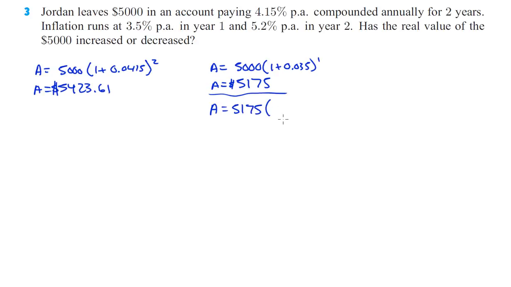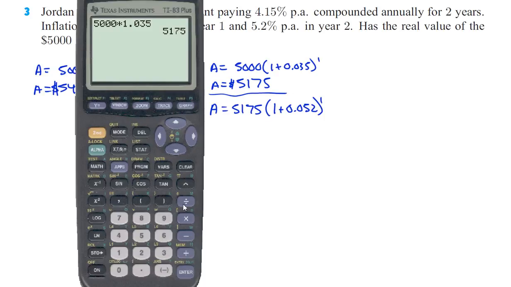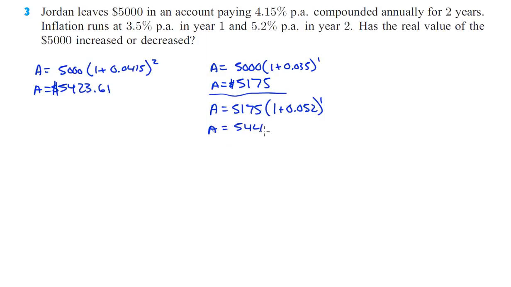51.75, and now you've got to add on the 5.2% for the interest in year 2. So 1 plus 0.052, right? So we take that and multiply that by 1.052, and we get $5,444.10 is the amount. So that $5,000, what you could buy with $5,000, is going to cost you $5,444 in 2 years.